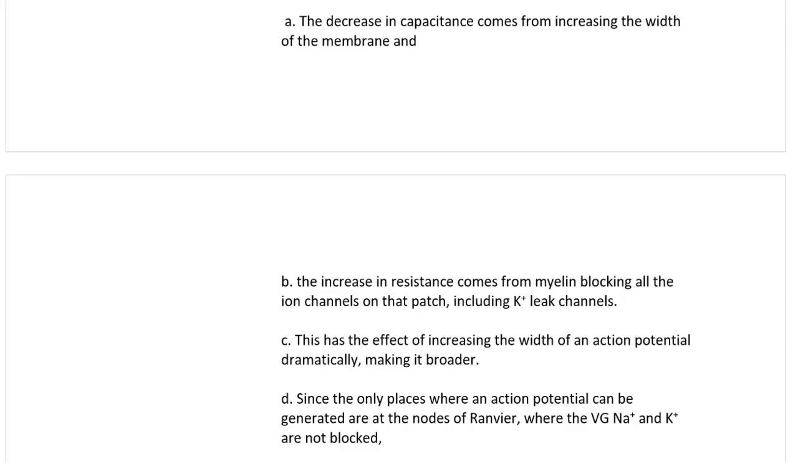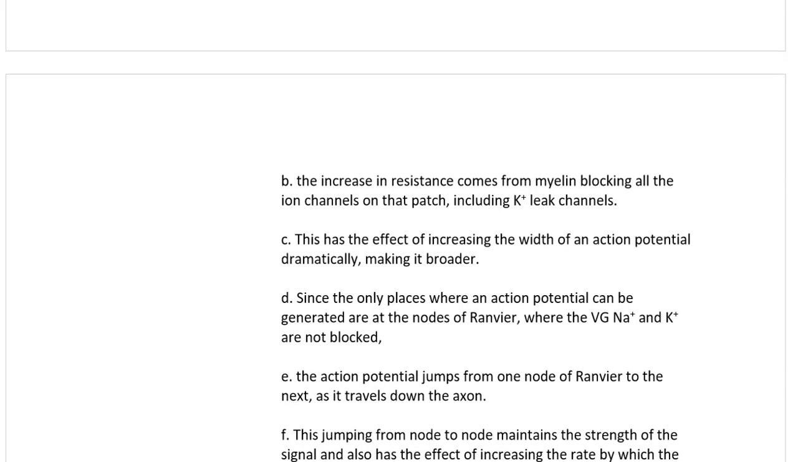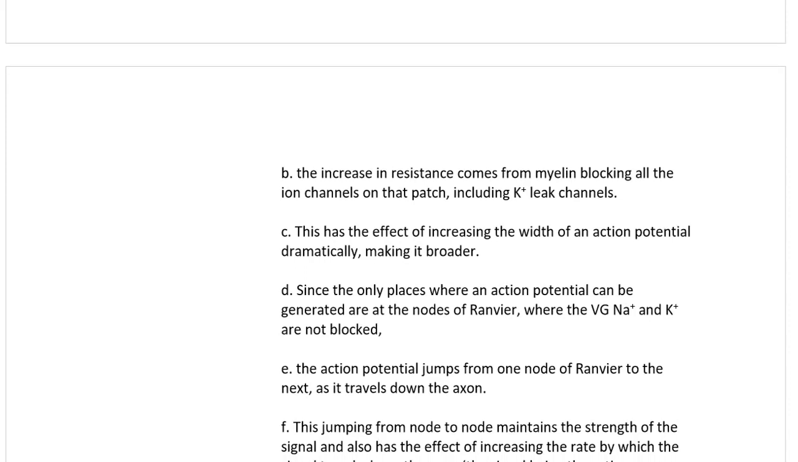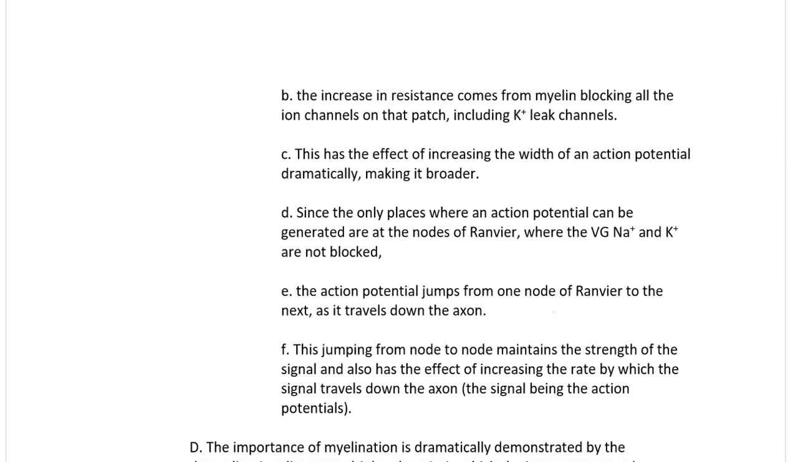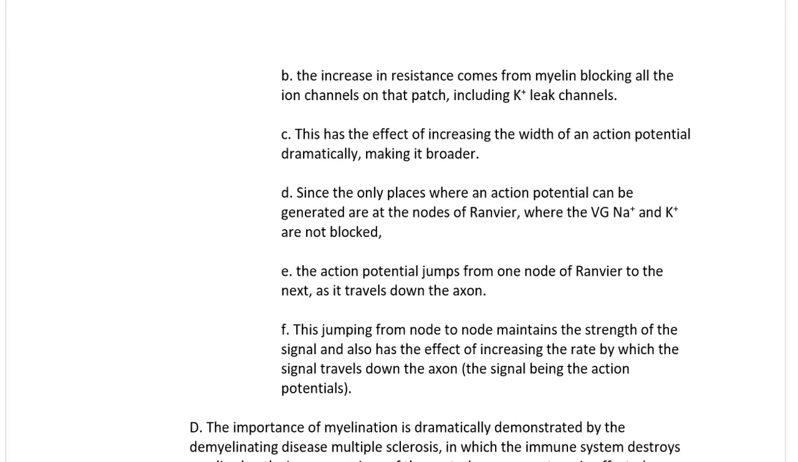And capacitance is also decreased in this case. This has the effect of increasing the width of an action potential dramatically, making it broader. Since the only places where an action potential can be generated are at the nodes of Ranvier, because the nodes of Ranvier are the parts that are not myelinated, so the voltage-gated sodium and potassium channels are available, the action potential jumps from one node of Ranvier to the next as it travels down the axon.